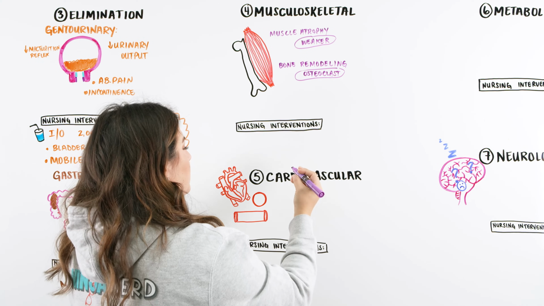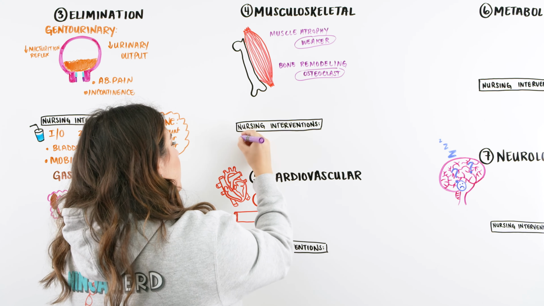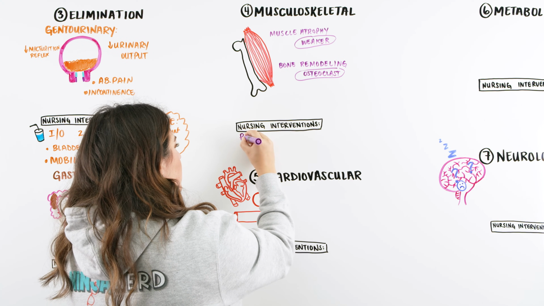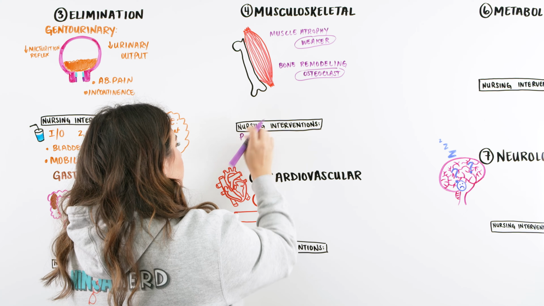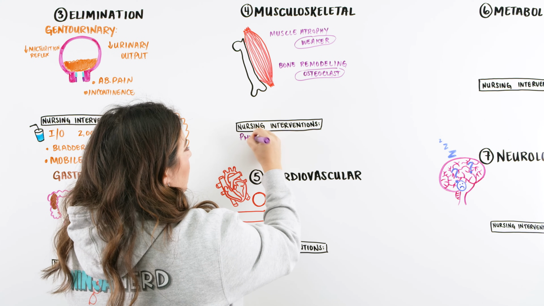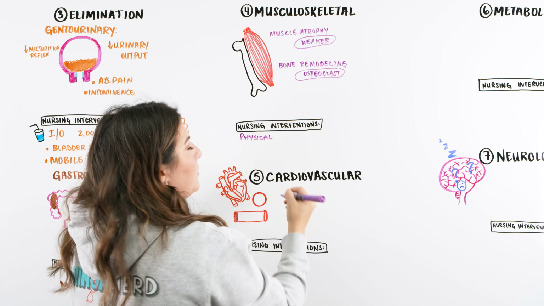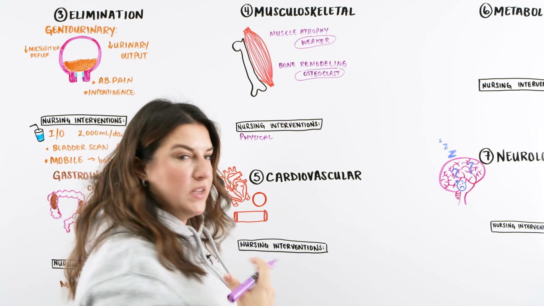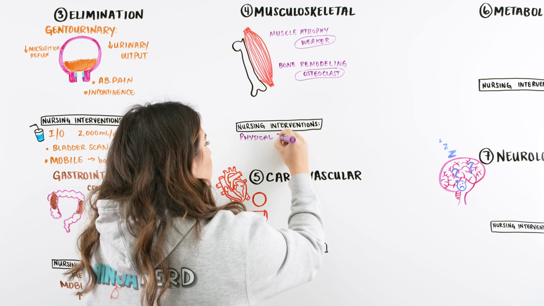So one of the things we can do, immediately, if we can, is get this patient a physical therapy consult. That physical therapy consult is going to allow us to get a baseline of what our patient's mobility and physical movement is going to be, right? So we want them to have a physical therapy consult.